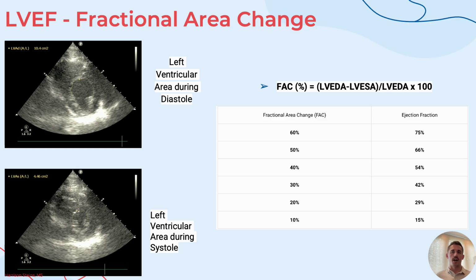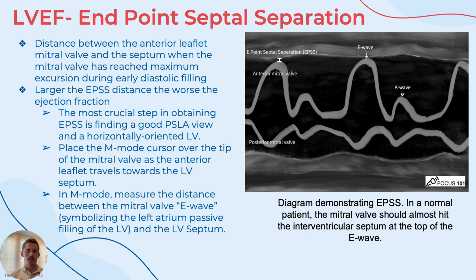So for the same reason, I tend to use the EPSS or the fractional shortening if I needed to, but mostly EPSS, just because you don't necessarily know about the regional wall motion abnormalities that may exist there. Again, here's an estimation of ejection fraction based on the fractional area change.